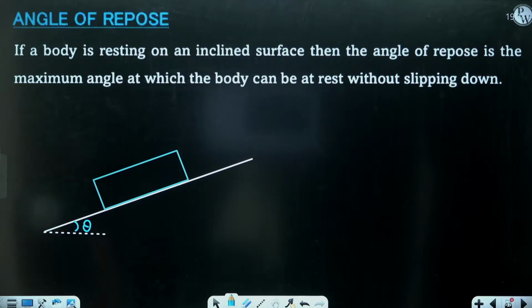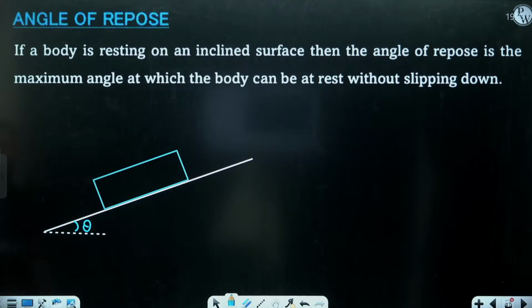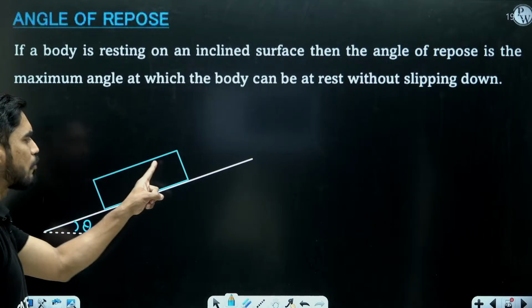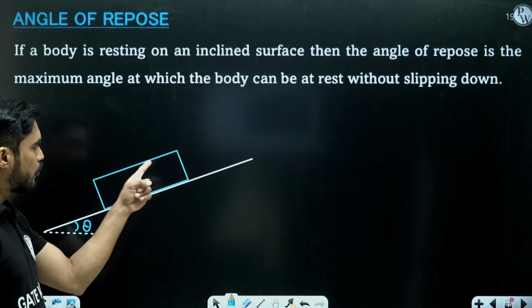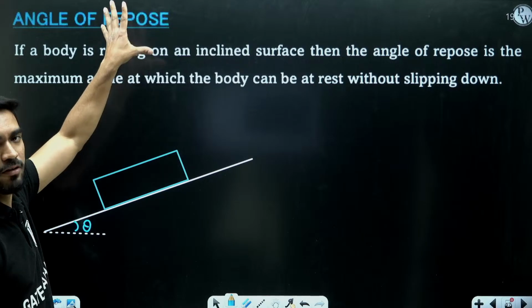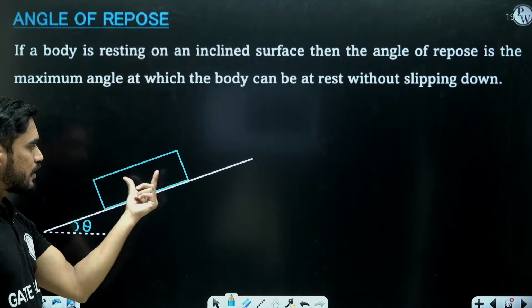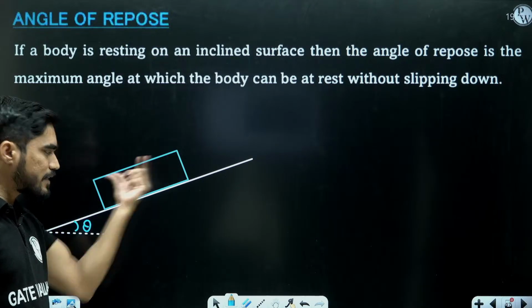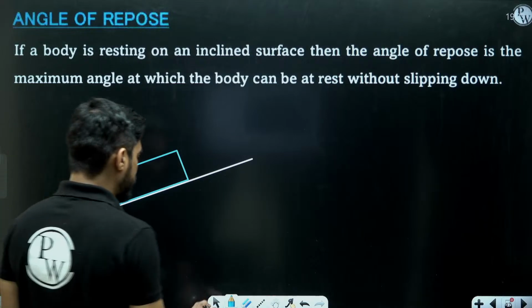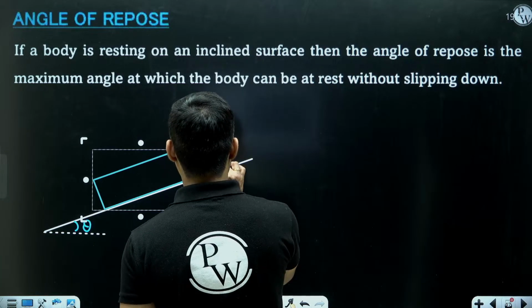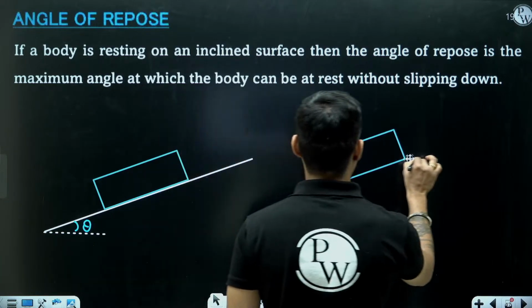Now, how to find this theta? Let's assume that this body is just about to fall. That is the angle of repose, the angle at which it is just about to move. Let's draw the free body diagram of this body, assuming it is just about to fall.